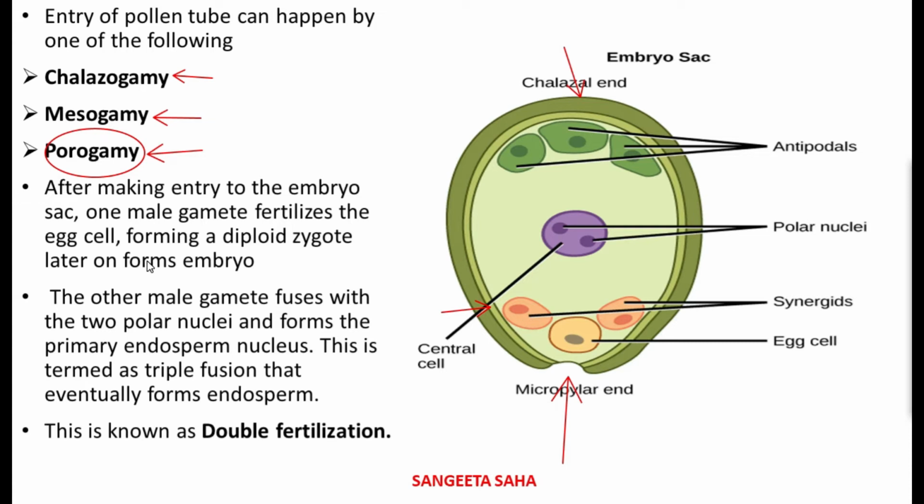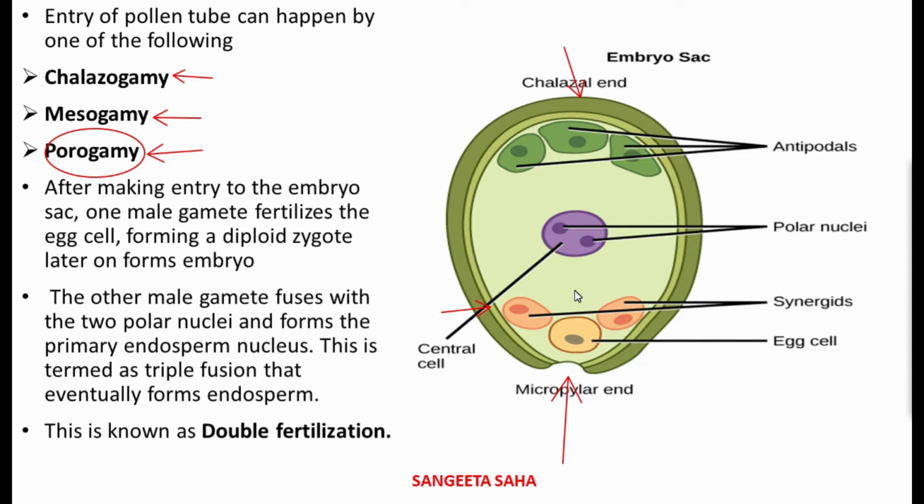Now as the pollen tube enters through the micropyle, synergids degenerate along with their walls. Now the pollen tube, when it is making entry through the micropyle, first and foremost releases male gametes, two male gametes.